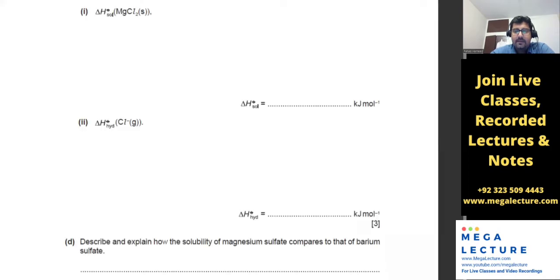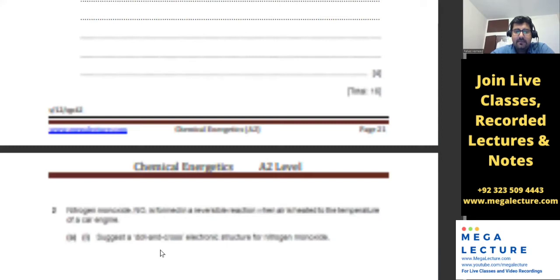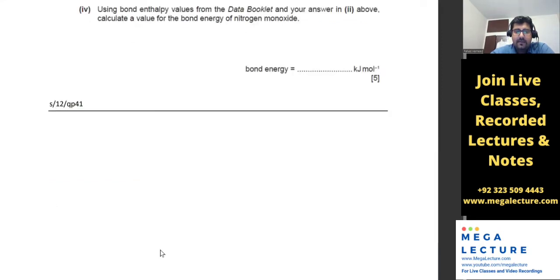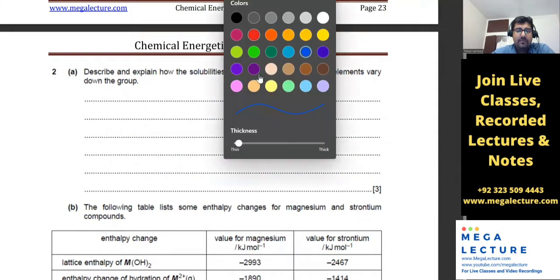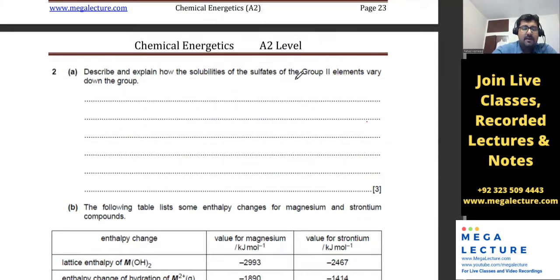So now you'll see questions. For example, this one. It's a 3-mark question. Describe and explain how the solubility of the sulfates of group 2 elements varies down the group. So 1 mark would be for solubility decreases down the group. Then you're going to write the whole thing, which is why it decreases: the ionic radius increases.